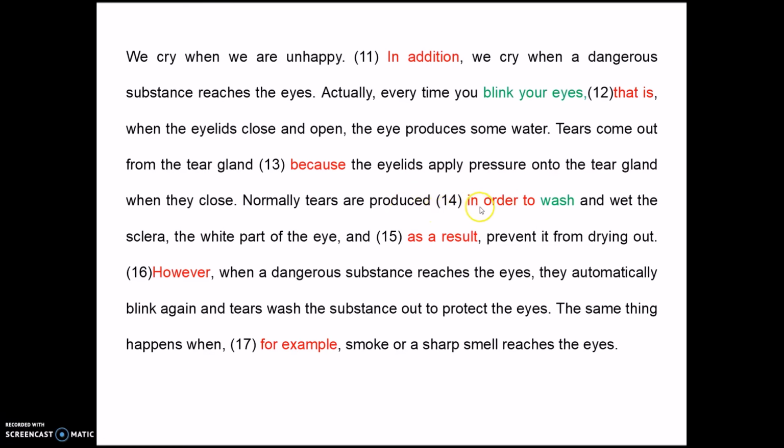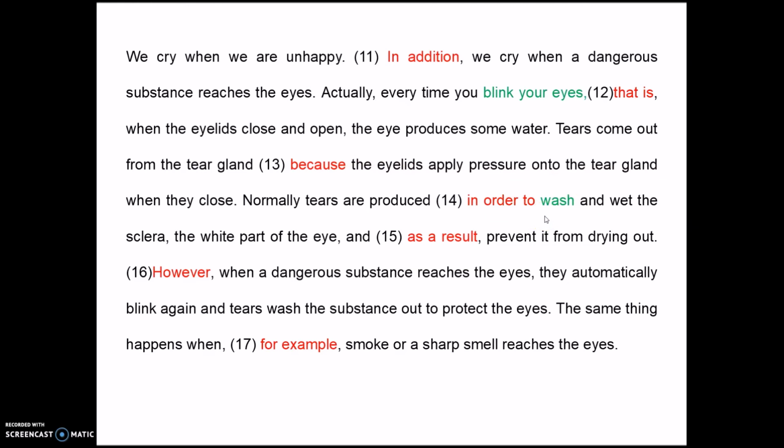In 14, again in the second part, we have the reason, or let's say the purpose. We can say, why are tears produced? In order to wash and wet the sclera. So here in the second part, we explain why tears are produced. So we use in order to. The verb wash will help you to decide that you need to use in order to here, because remember after in order to we have to use verb 1, so we cannot choose because here.